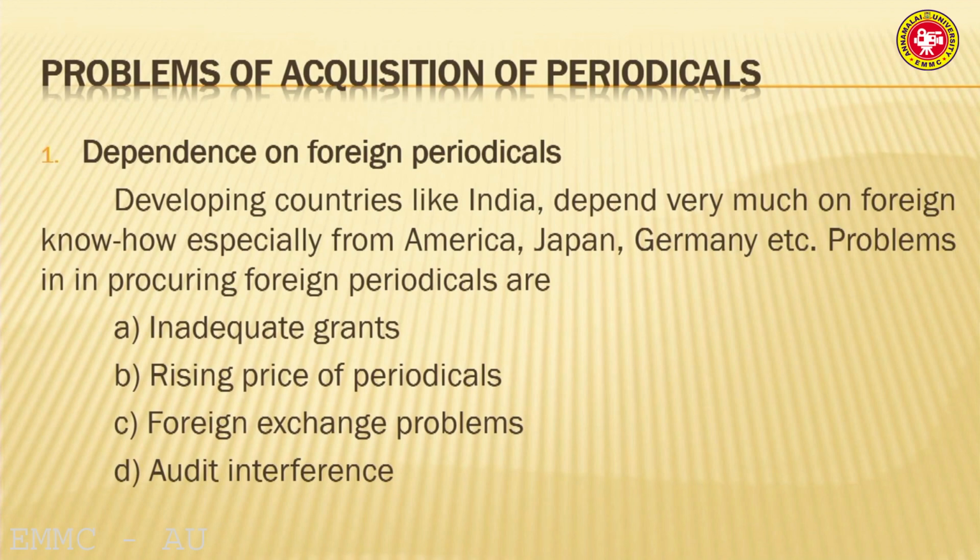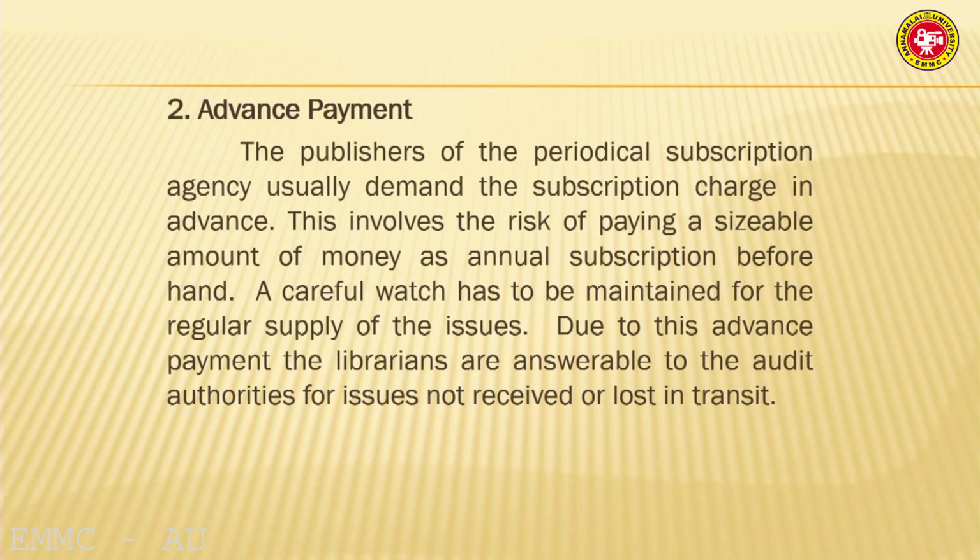Then added interference, then advance payments. What does advance payment mean? There is a difference between book purchasing and periodical subscription. With books, after purchasing, we can pay the amount. But in the case of periodicals, we have to pay in advance first, and then we can subscribe to the journals. That is very difficult, because we send the amount in advance and only after that do we get the periodical.